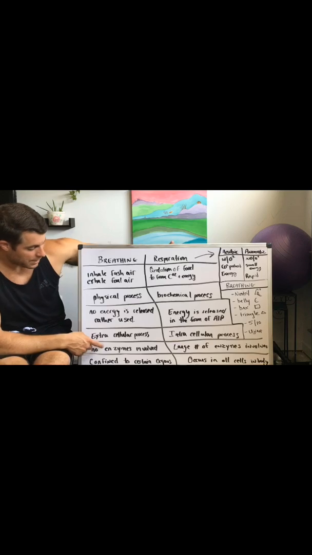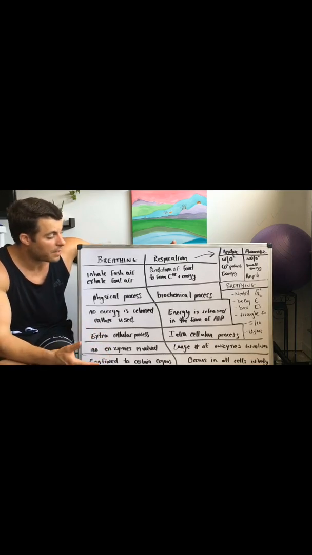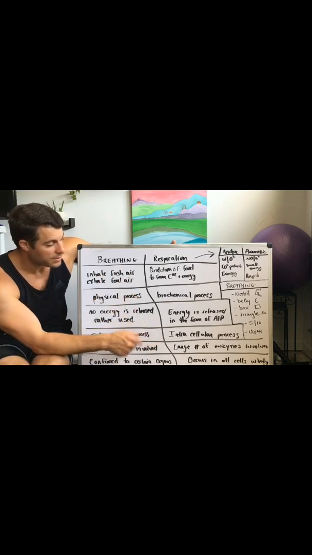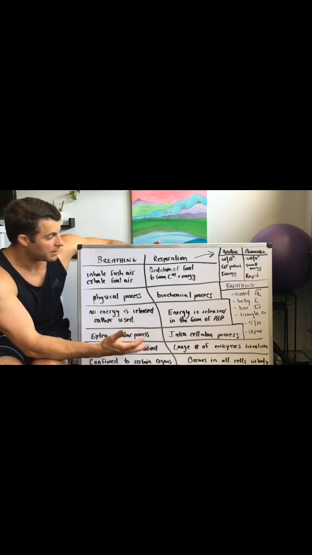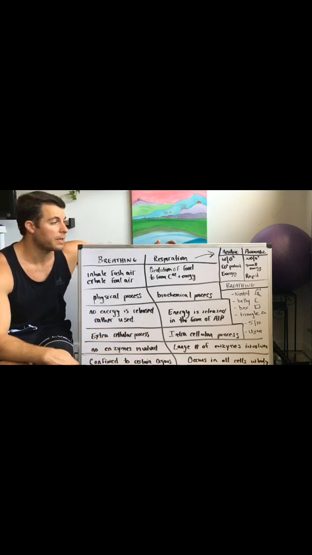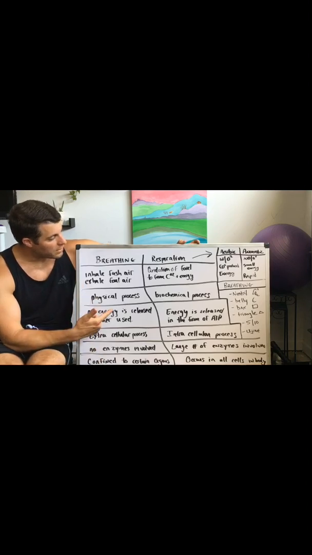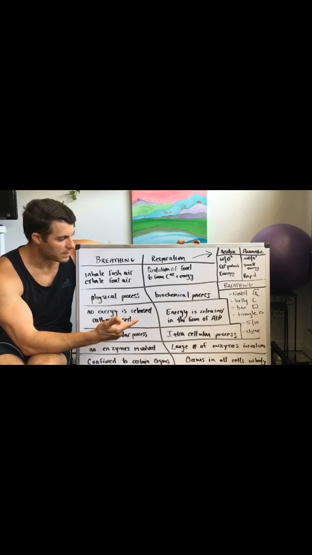Breathing is an extracellular process, so it's out of the cells, and respiration is an intracellular process within the cells. Breathing is confined to certain organs like the lungs, whereas respiration occurs in all cells of the human body. So now we've gone through the breathing and respiration differences, we're going to now go through some breathing exercises.